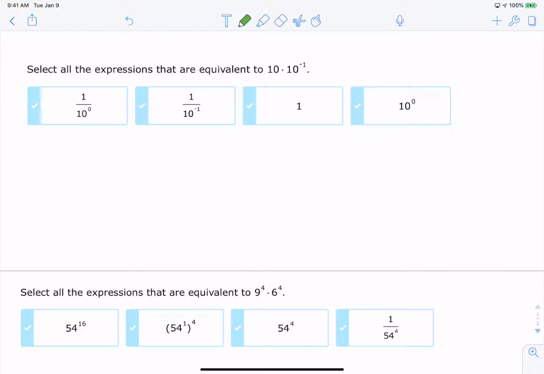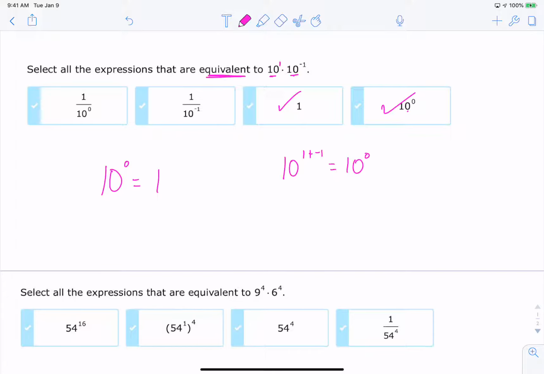Next one, select all the expressions that are equivalent, remember, equivalent meaning equal, to 10 times 10 to the negative 1. Remember, this is 10 to the first times 10 to the negative 1. Bases are the same, so you can add your exponents. So it would be 10 to the 1 plus negative 1. Well, 1 plus negative 1 is 0. All right, so we see that's listed there, 10 to the 0 power. We also need to know our 0 exponent rule. Anything raised to the 0 power equals 1. So any number raised to the 0 power is always equivalent to 1. So that one's also true.